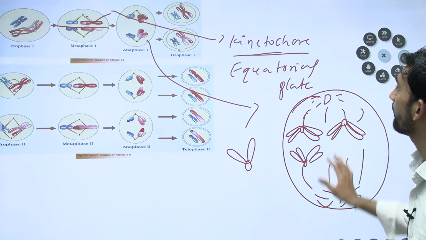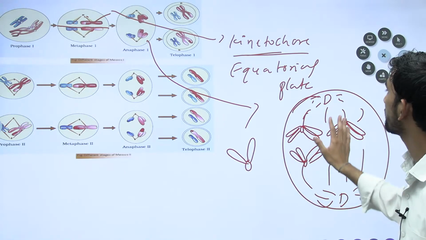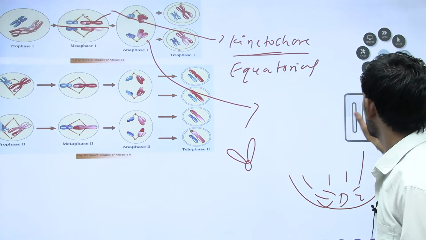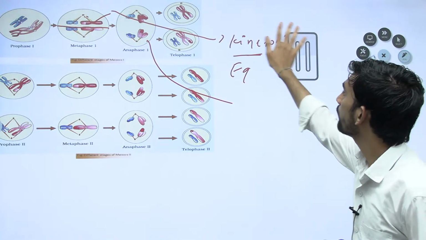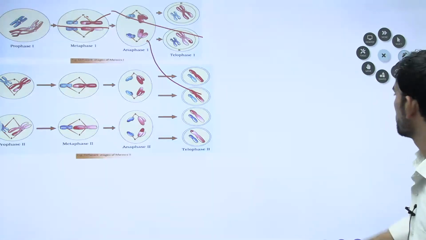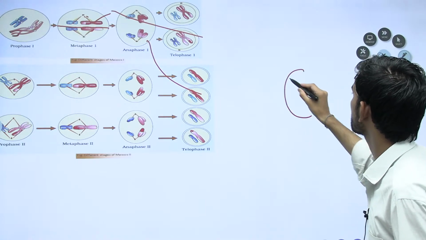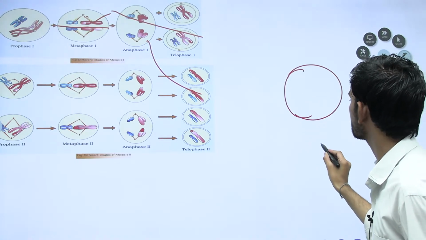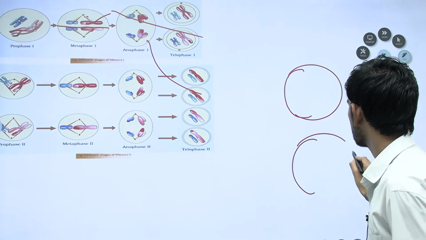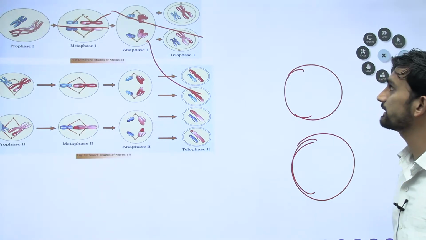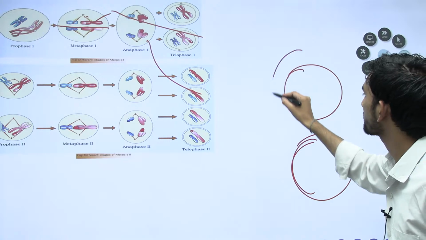Then followed by telophase 1. Telophase 1 means two daughter cells are formed. How are these two daughter cells formed? At the end of this telophase, there is once again reappearance of the nuclear envelope. Here also the same thing. I am drawing two daughter cells now. Two daughter cells, nuclear envelope. This is the plasma membrane.